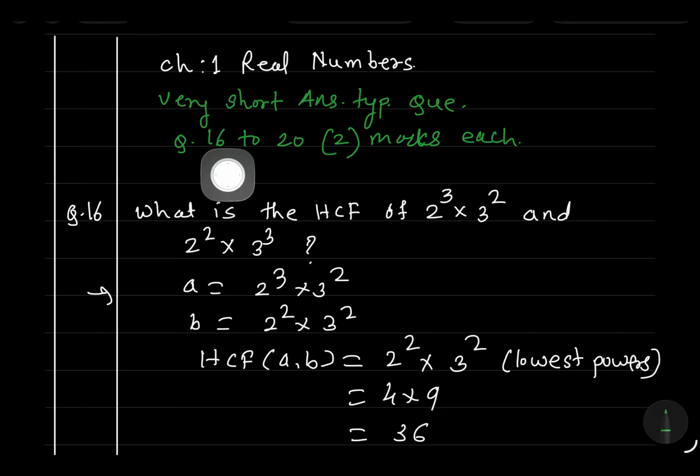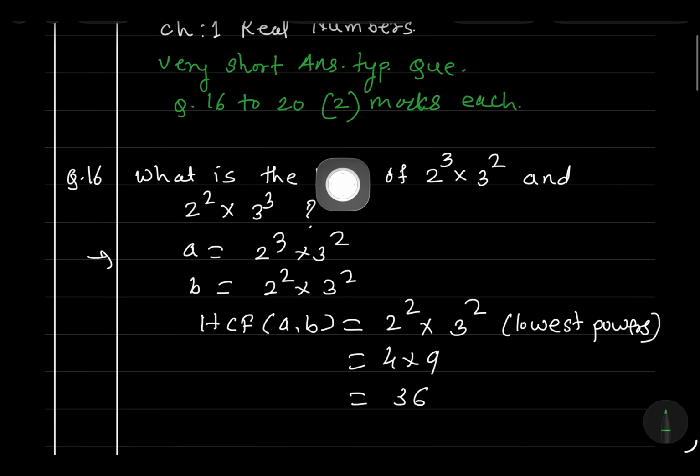In this video we'll see question numbers 16 to 20, 2 marks each. 2 marks each question means very short answer type questions.